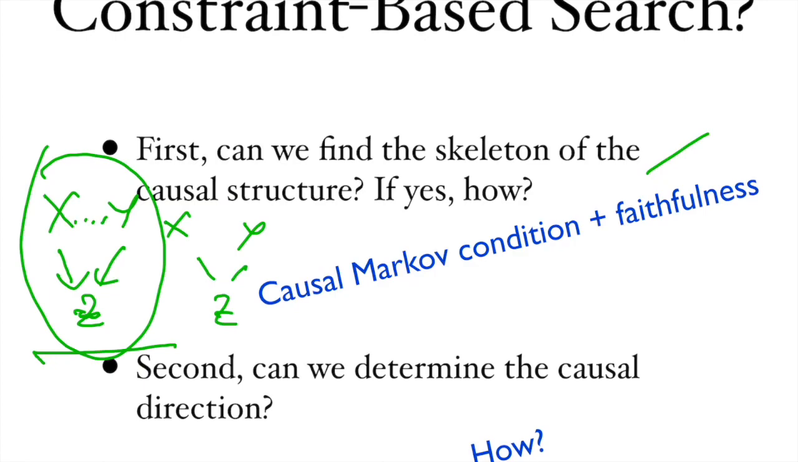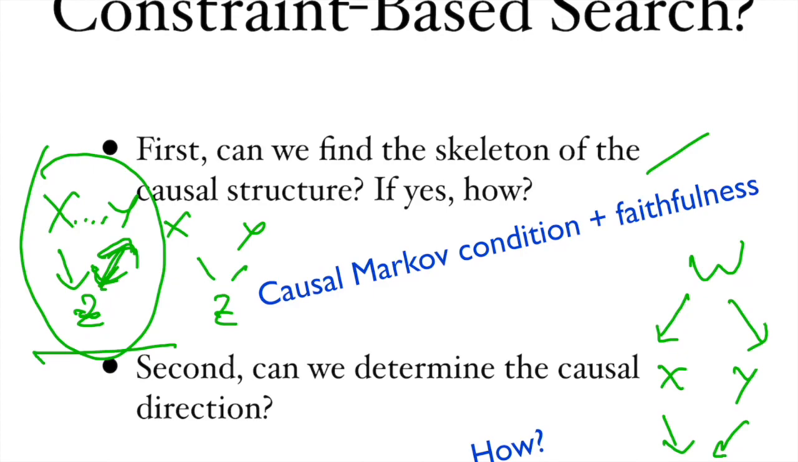Why? Because if the direction goes in any other way, you are going to end up with a completely different set of independence relations. Let me give you another example. Here, W is a common cause of X and Y, and X and Y are causes of Z. You can see X and Y are independent given W. X and Y will be dependent, conditioned on any set of variables that contains Z, because Z is a collider, a common effect.